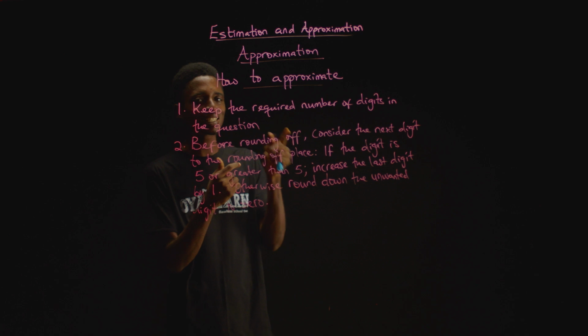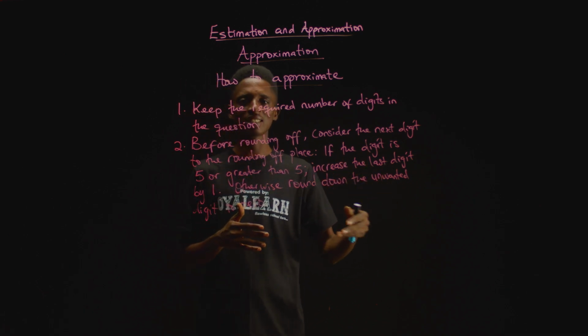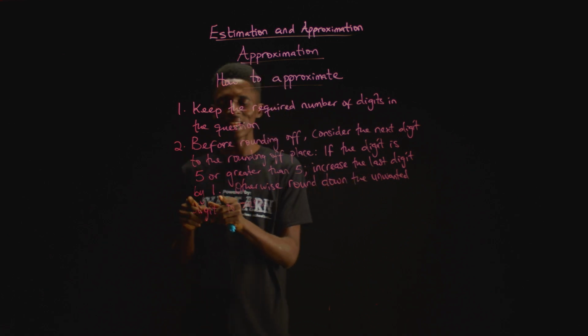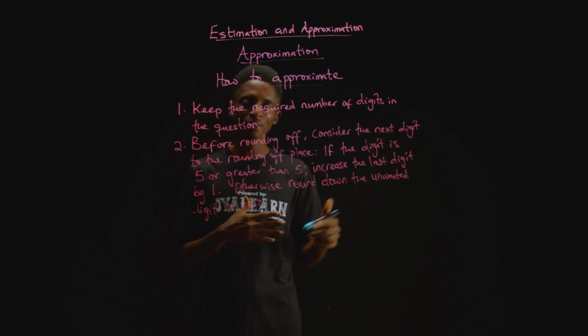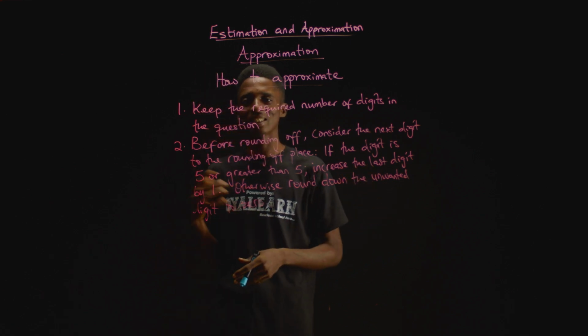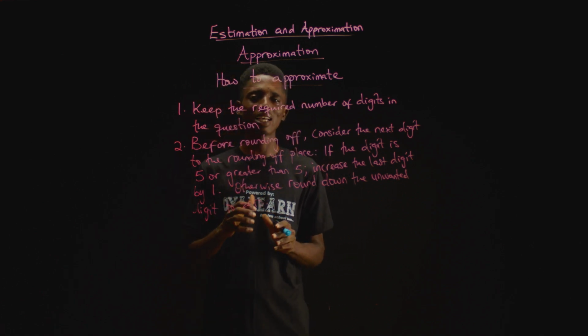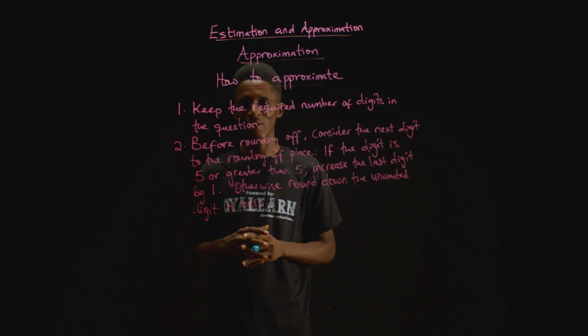Now, when the next digit to the rounding place is 5, 6, 7, 8, 9, what we do is we round up, which means we'll increase our last digit by 1. But if it is not 5, 6, 7, 8, 9, it means it is 0, 1, 2, 3, or 4. What we do there is that all the unwanted digits are rounded down to 0. And this is how to approximate in 2 steps.